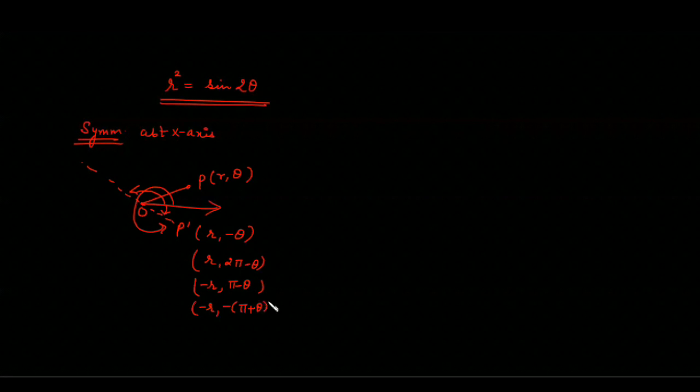So if we substitute the first one, it does not satisfy the graph, because when you replace r with r and theta with minus theta, it will become r square is equal to minus sine 2 theta. Not satisfying. When you substitute r to be r and theta to be 2 pi minus theta, you will get r square is equal to sine of 2 times 2 pi minus theta, which is sine of 4 pi minus 2 theta, which is minus of sine 2 theta.